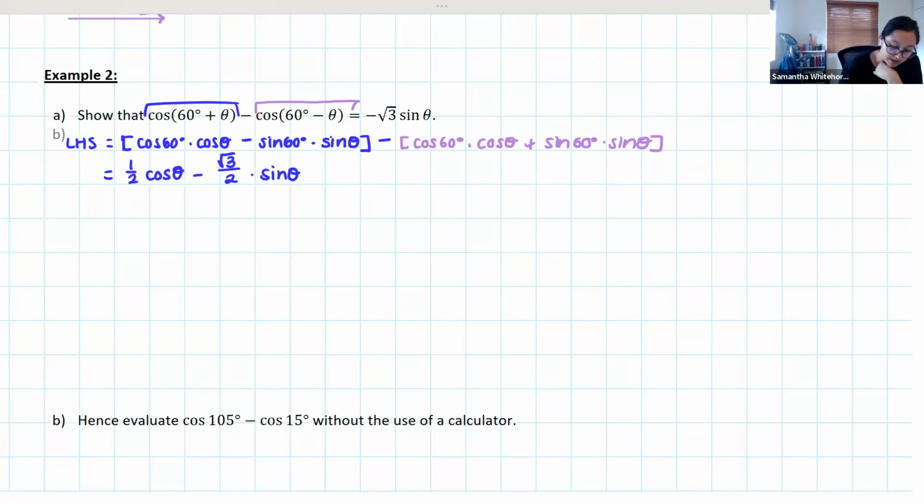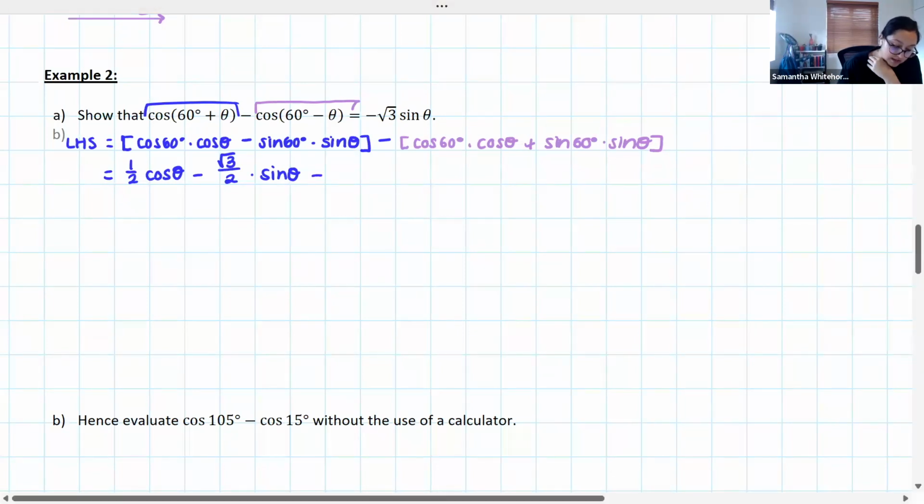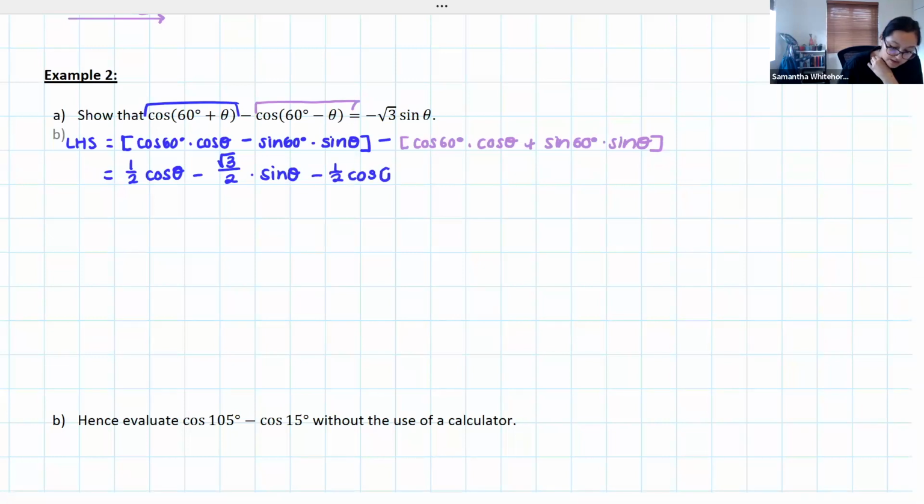So this will be minus cos 60. Cos 60, as we know, is a half. So negative a half cos theta. And when I distribute that negative in, it's going to change that positive sign to a negative. So negative root 3 over 2 times sine theta. Now, if you didn't see that and you only dealt with the special angles later, fine, no problem.